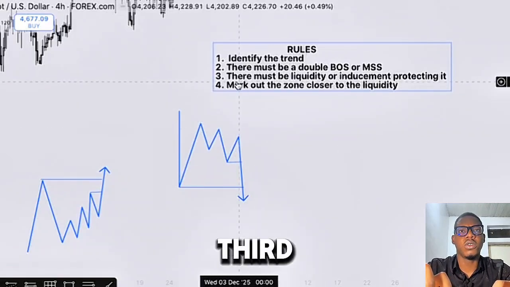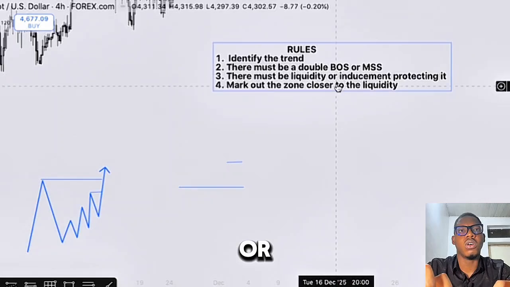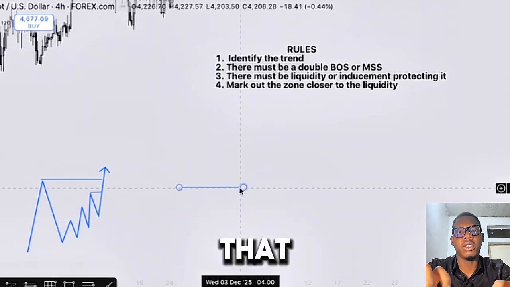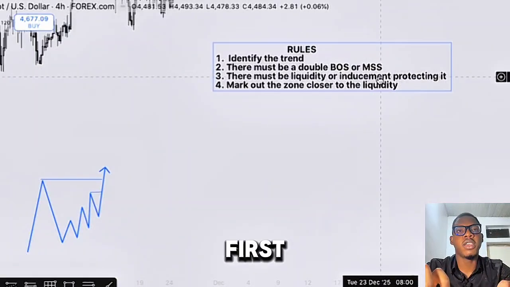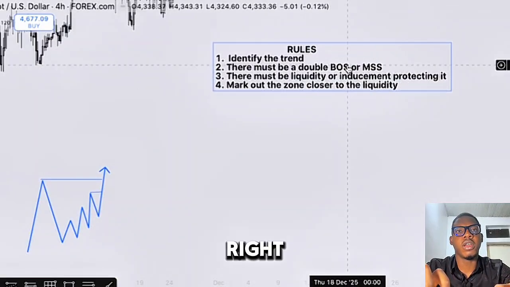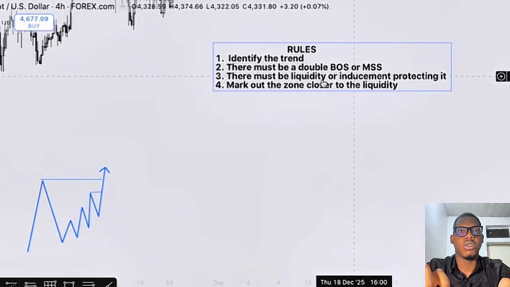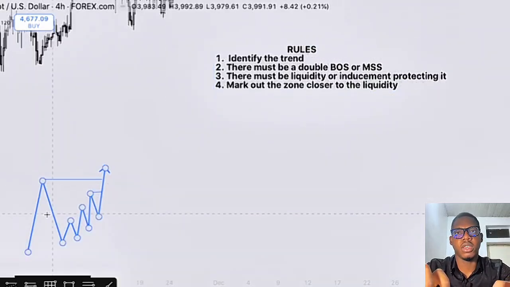Alright. So the third one is that there must be liquidity or inducement protecting it. So let me explain that. So what is an inducement? An inducement is the first valid pullback, right? After a break of structure, after a double break of structure or a market structure shift.